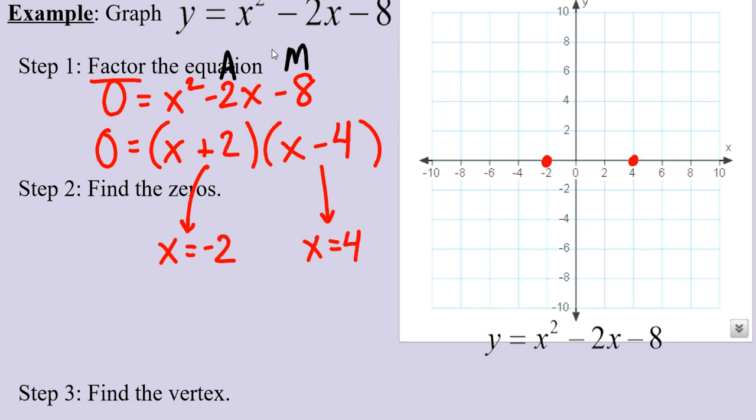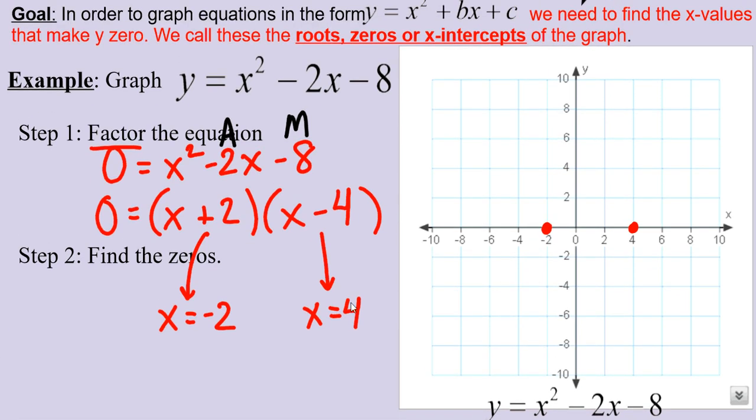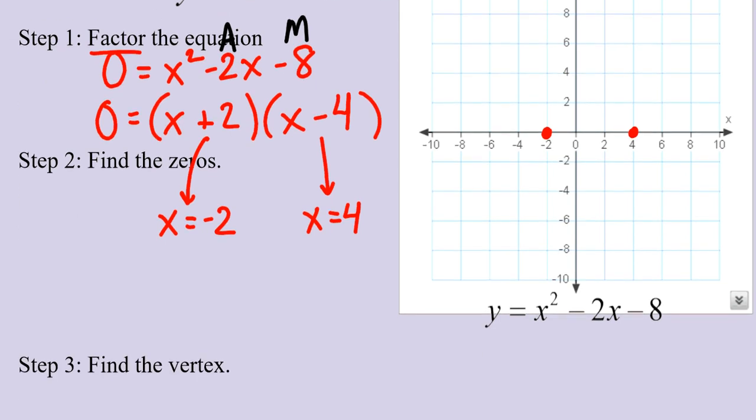If I put either of those values back into the original equation, if I either put 4 in for x or negative 2 in for x, I'll get 0 for y. Let's just do a quick check to show. Put 4 in for x. 4 squared is 16. So I'd have 16 minus 2 times 4, which is 8, minus 8. 16 minus 8 will make 0 for y. So it works. There's my two x-intercepts.